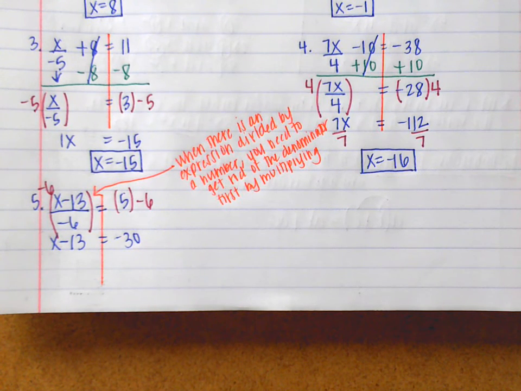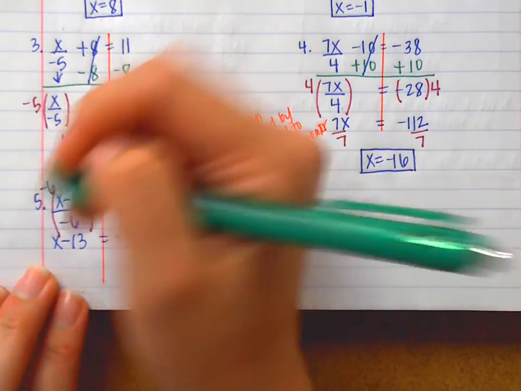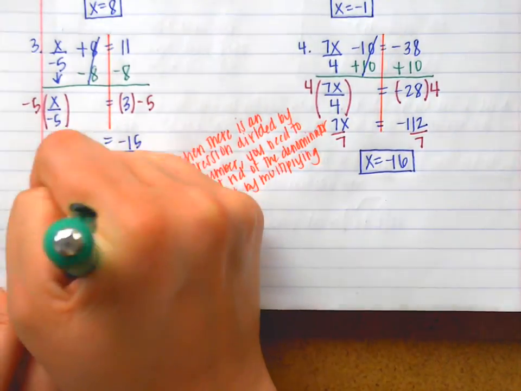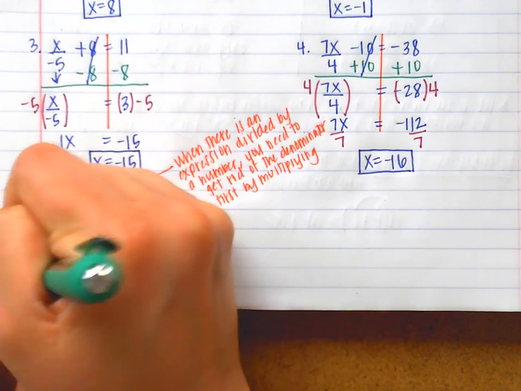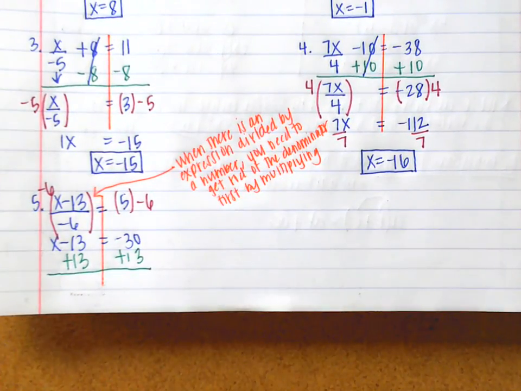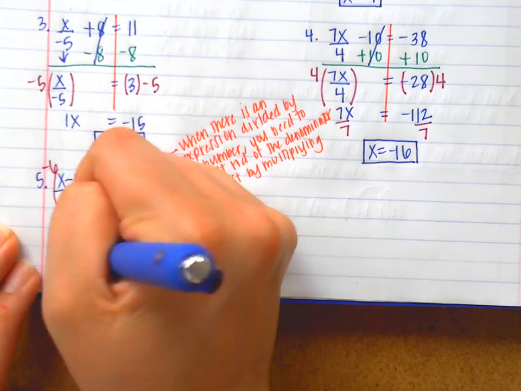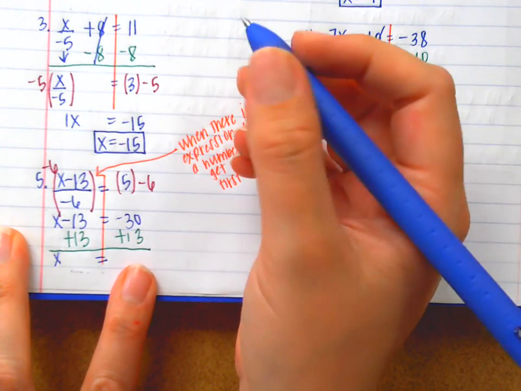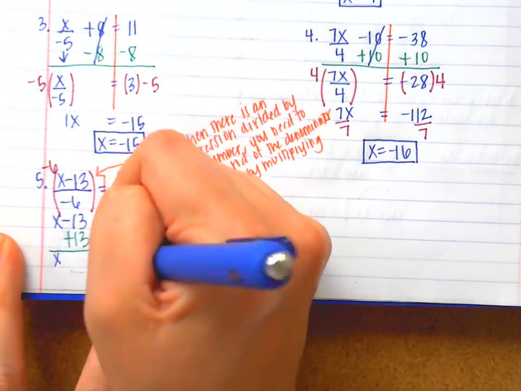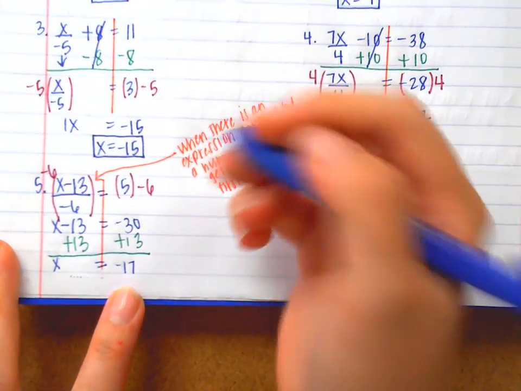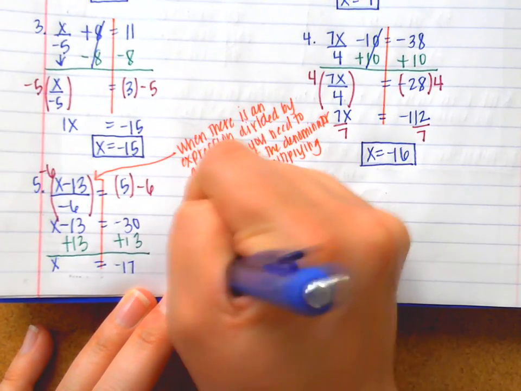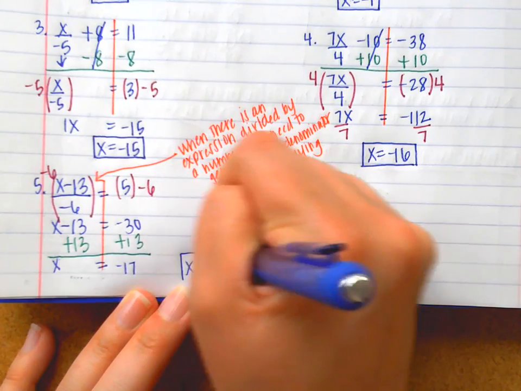So we undo anything that's being added or subtracted on the same side, which is that negative 13. I'm going to add 13 to both sides. And I get x equals, so negative 30 plus 13 is negative 17. And that is my final answer.